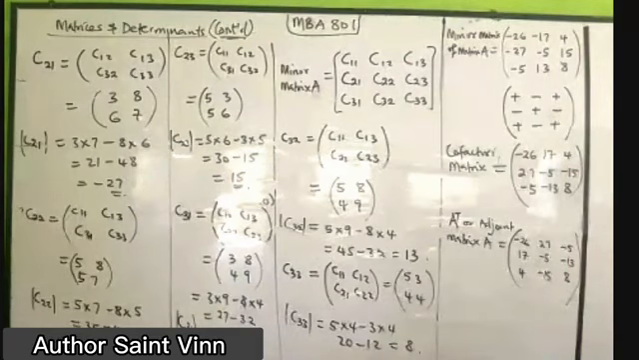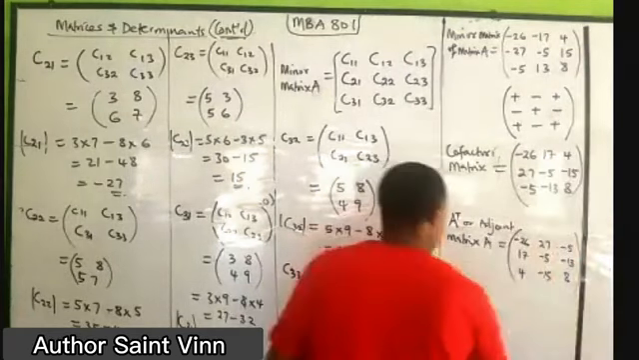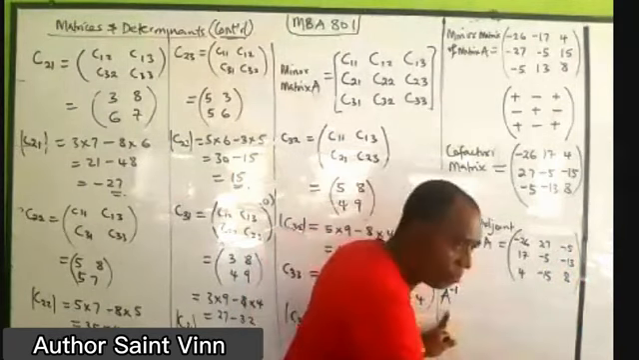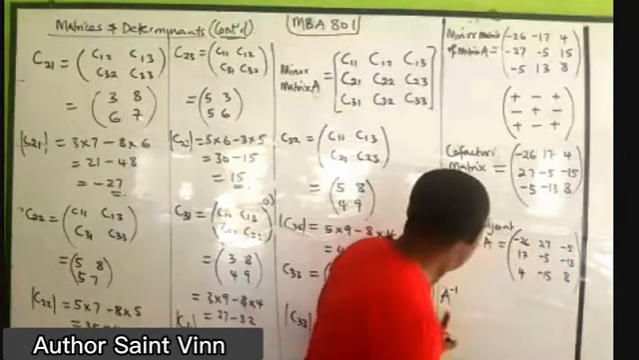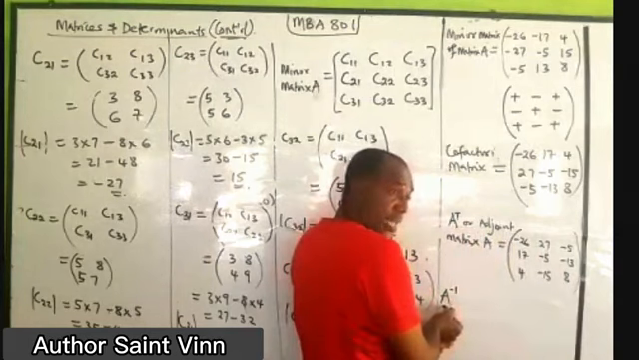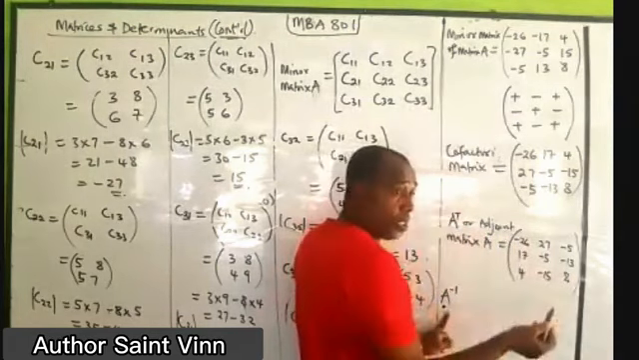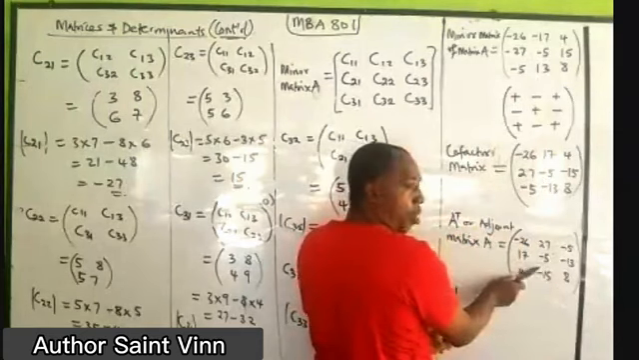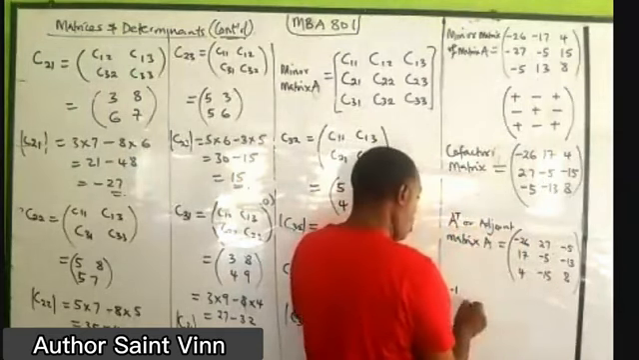Finally, they will ask the question, especially asking for A raised to the power of minus one. Because we want to get the inverse of matrix A, that's why I'm going through all those processes. This one doesn't work, and even this last one also doesn't work.